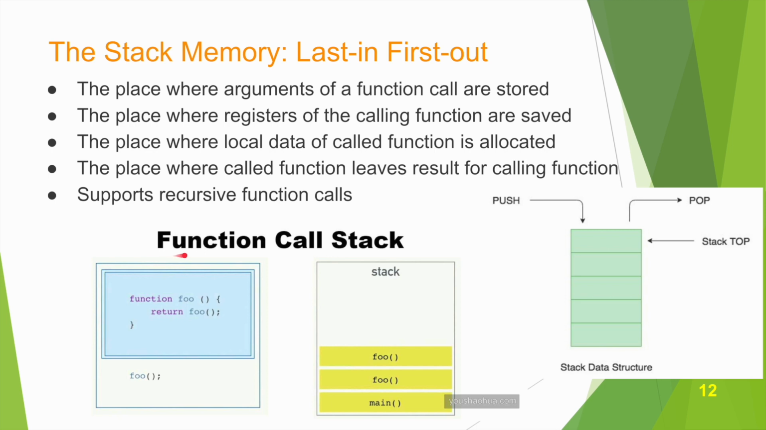On the left hand side we have another image, the function call stack, where we have the functions being added to the stack. The main function is the first one added, and let's say the main function calls the function foo, and this could be a recursive call, and foo calls itself, and then a new object is created and pushed into the stack, and this might go on as this is a recursive call.